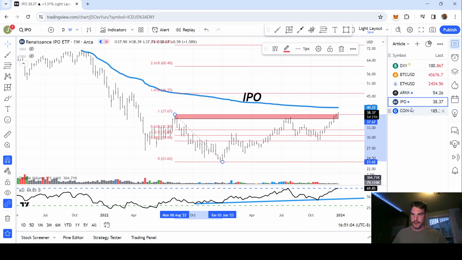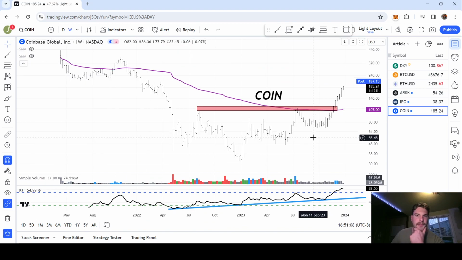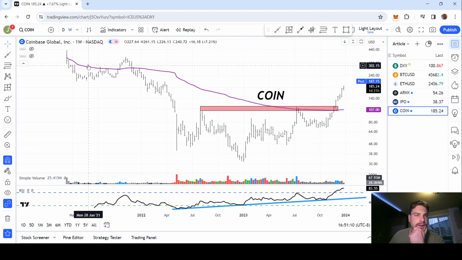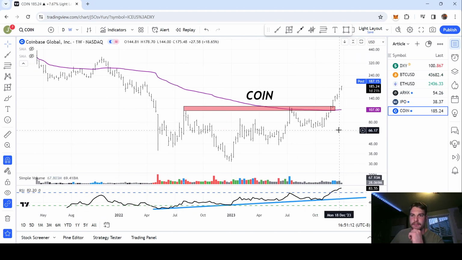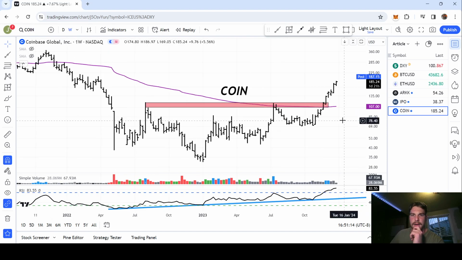And then within both ARK and IPO, we have Coin. We've been talking about this one on Twitter for a long time. If we're using our IPO VWAP, we cleared that. That's at 107 now. And then we finally got above these August highs. I started getting involved with this one back in here after we got our first volume spike. And then I added to it more on this candle once we got our second volume spike.